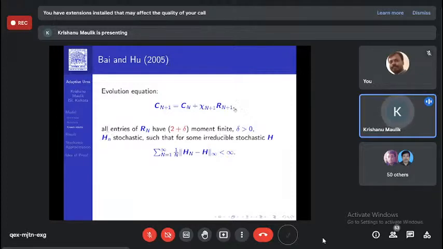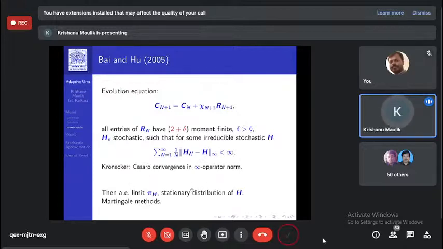Hn, which is the generating matrix or the conditional expectation of Rn plus 1, is stochastic, that is all row sums are 1. And you need another irreducible matrix. Hn need not be irreducible, but it should be close to an irreducible stochastic matrix H, such that it's close in this sense. That is, the distance between Hn and H, when scaled by n, should be summable. And you can easily recall by Kronecker's lemma, that will imply that the norm of Hn minus H will converge in the Cesaro sense. That is, the average of Hn minus H will converge to zero. That's nothing but Kronecker's lemma.